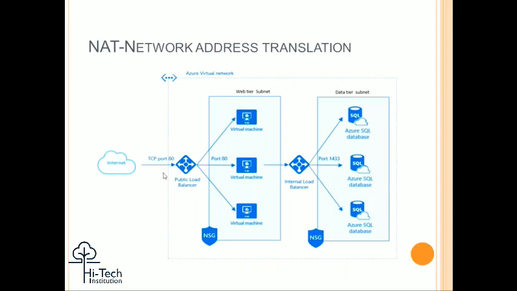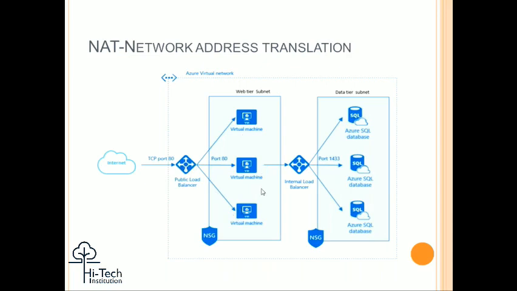So here is the internet, and we are configuring a load balancer here. The load balancer has 3 virtual machines. So from the 3 virtual machines, the load is going to be branched from here. The user hits, the first request goes to virtual machine 1, the second request goes to virtual machine 2, and the third request goes to virtual machine 3.